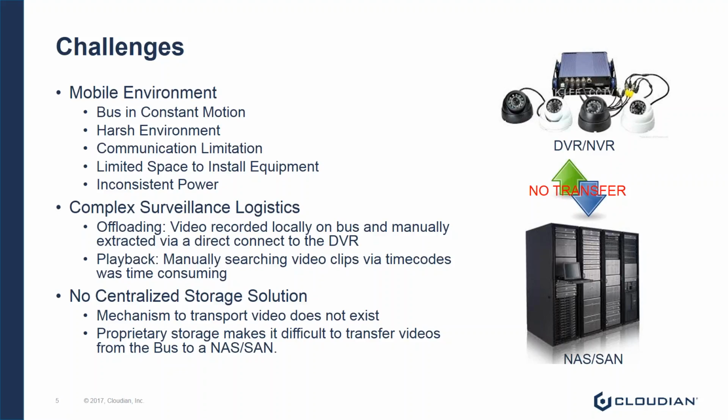And the communication is limited, right? So the bus is moving all the time. So prior to 4G LTE, getting video communication through 2G, 3G was impossible. And then there's limited space for installing equipment too. Each of our buses has a small cabinet where we put in our radio equipment, camera system, and various other announcement systems for the bus. So it's very, very limited and very tight.